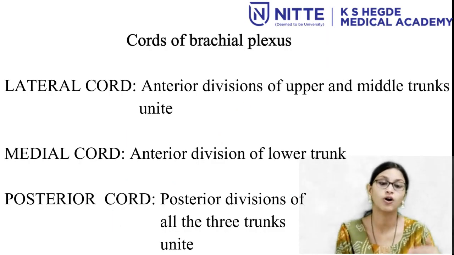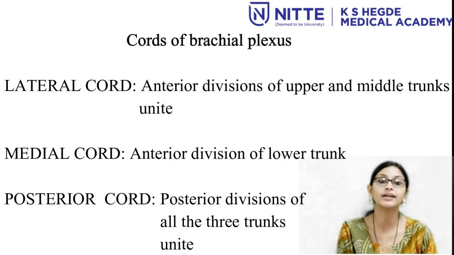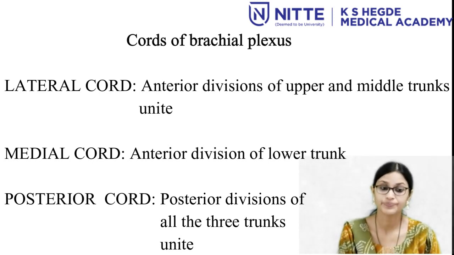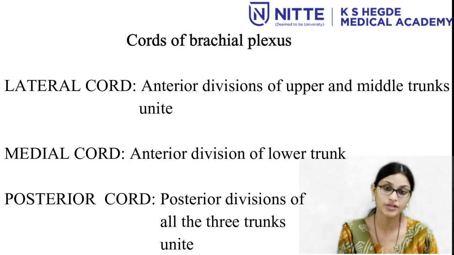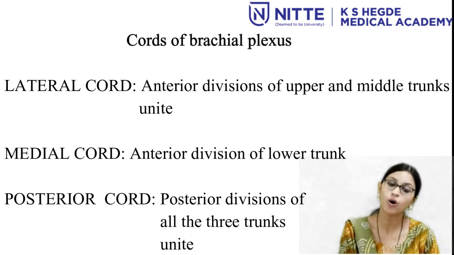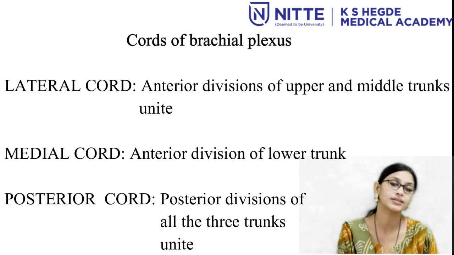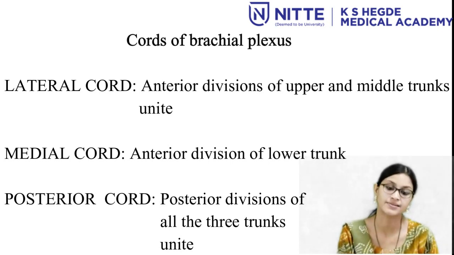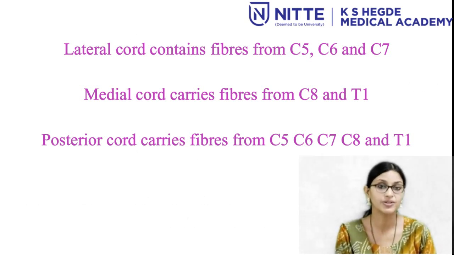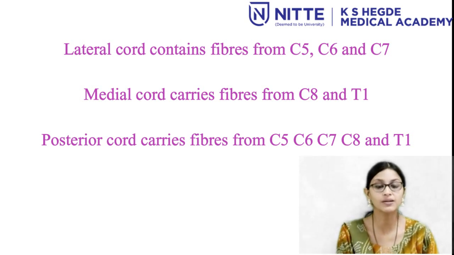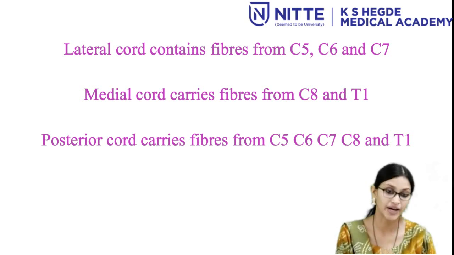The anterior divisions of the upper and middle trunks unite together to form the lateral cord. The anterior division of the lower trunk alone continues as the medial cord, and the posterior divisions of all the 3 trunks will unite together to form the posterior cord of the brachial plexus. The lateral cord contains the fibers derived from C5, C6 and C7. The medial cord contains the fibers from C8 and T1. The posterior cord carries the fibers from C5, C6, C7, C8 and T1.